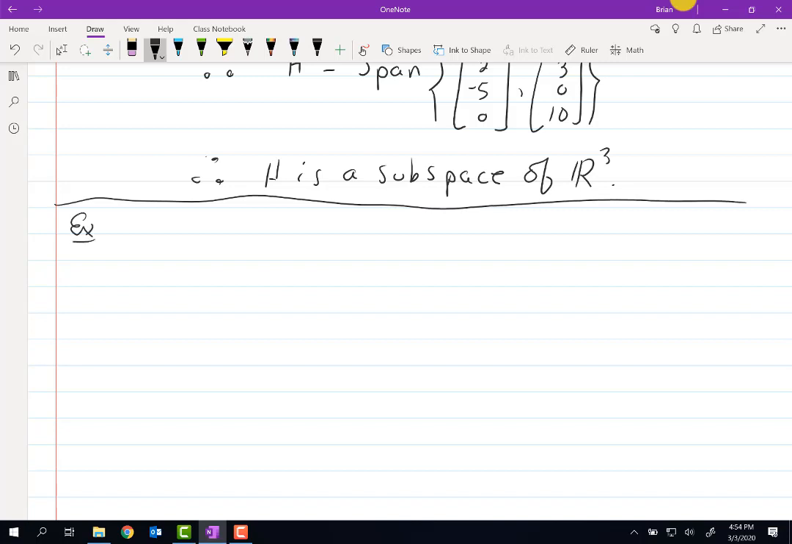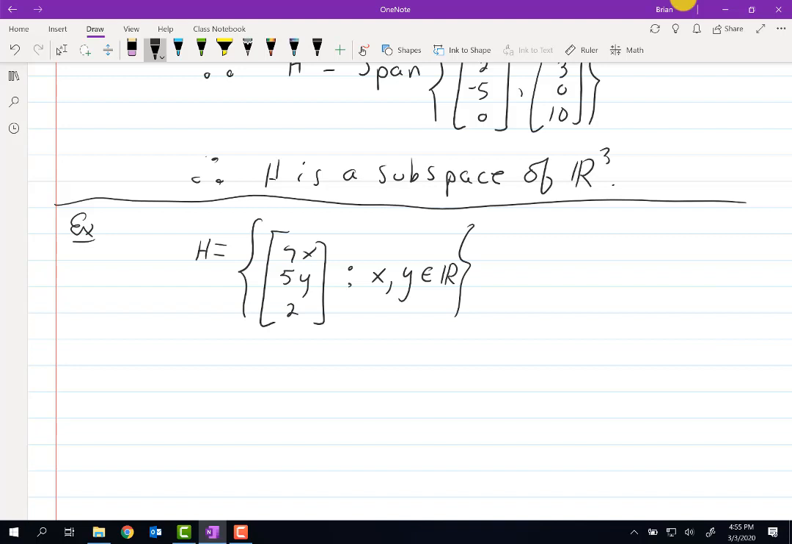So let me do one so you can see these quick. Here, this time, I'm going to let H equal, I guess I'll stick to R3 for a while, 7x, 5y, and 2, such that x and y are real numbers.